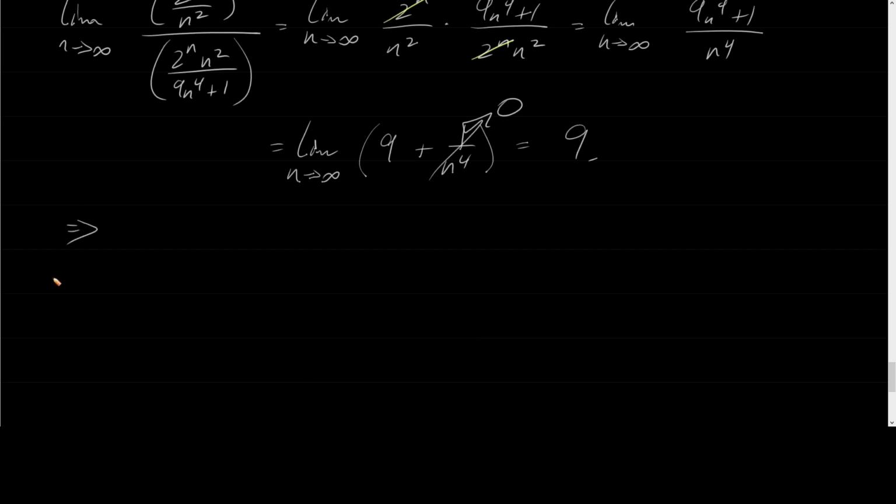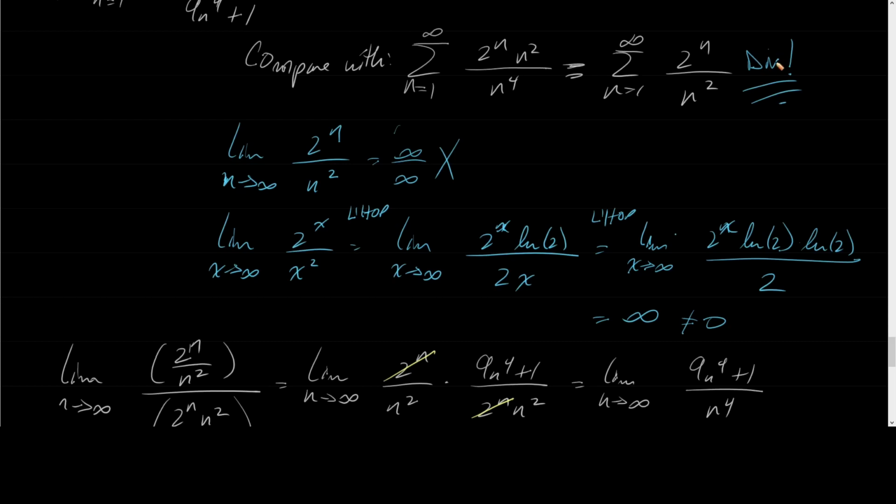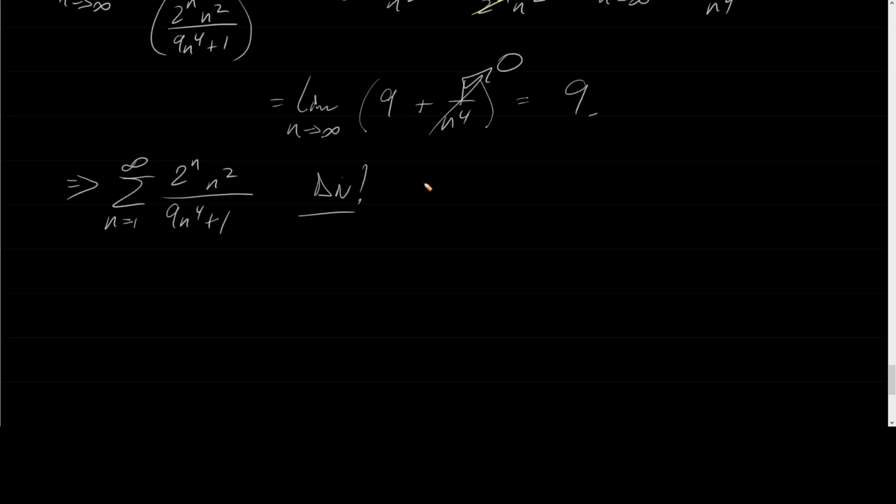So the series that we cared about, going from 1 to infinity of 2 to the n times n squared over 9n to the fourth plus 1, diverges, right? It diverges because what we were comparing it to was also divergent. So it diverges by limit comparison test. All right, that is the end of 9.4, the limit comparison test.